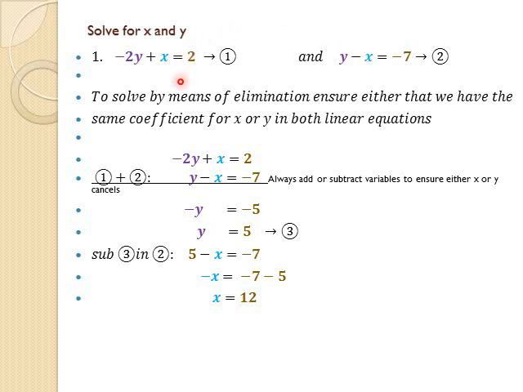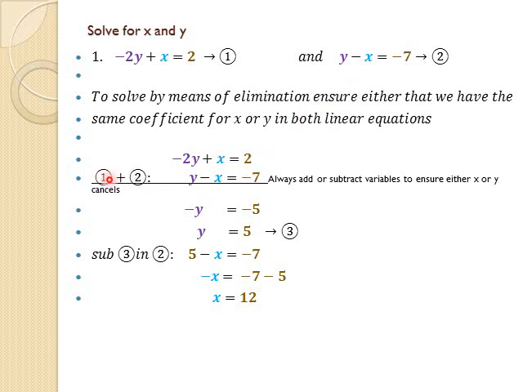When I say elimination, you see it reads: solve for x and y by means of elimination, and show that we have the same coefficient for x or y in both linear equations. So we have minus 2y plus x equal 2, equation 1, and y minus x equal negative 7, equation 2. I have x and x, they're both 1, so I can write them above each other: minus 2y plus x, y minus x, equal 2 and negative 7.